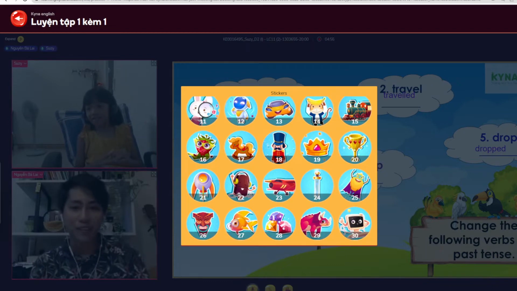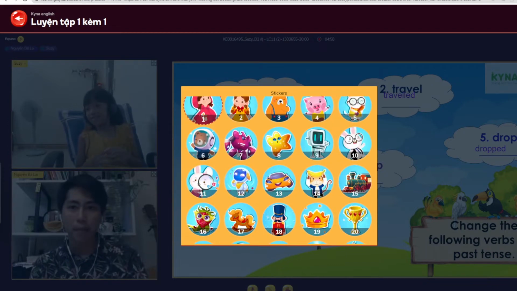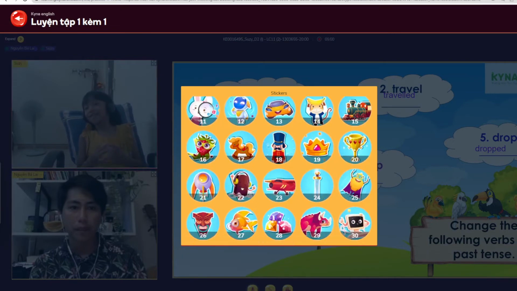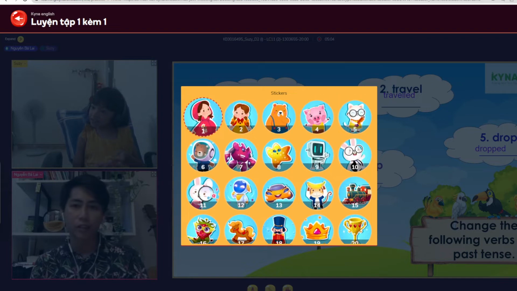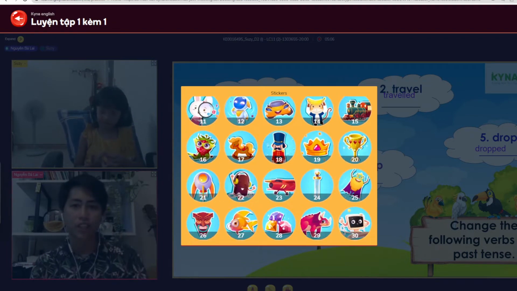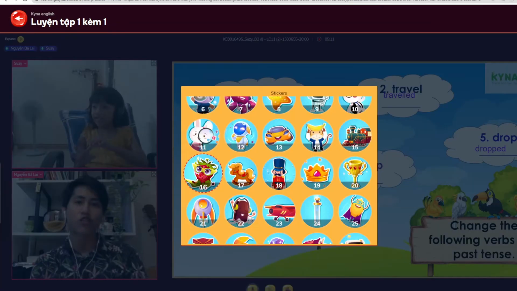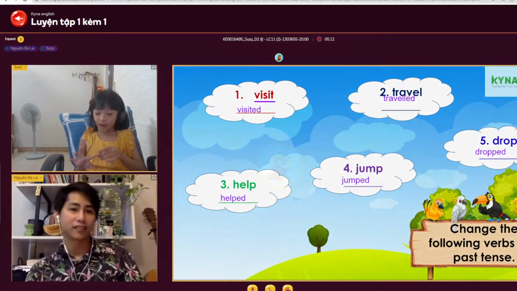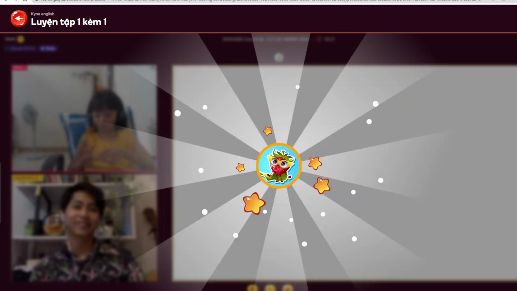Okay, I'm going to pick. It doesn't have anything like a lucky thing, to wish your finger gets better soon. So I'm going to pick the strawberry. Strawberry to help my finger get well?